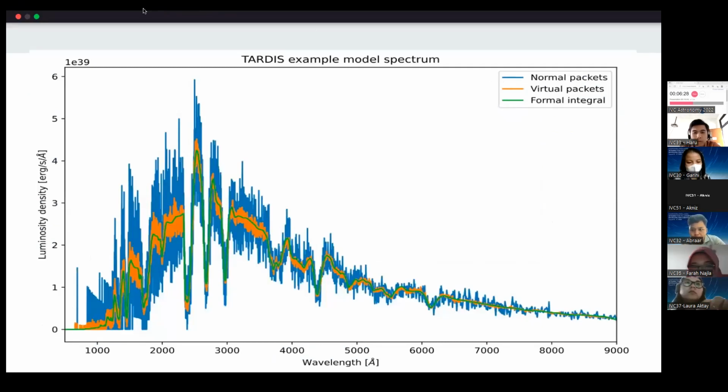So thanks, Farah. For the third plot, this is the TARDIS example model spectrum, and the integrated spectrum calculated in three different ways: normal packets, virtual packets, and formal integral. All are consistent with each other, and this can then be compared with the observations. And what are normal packets?